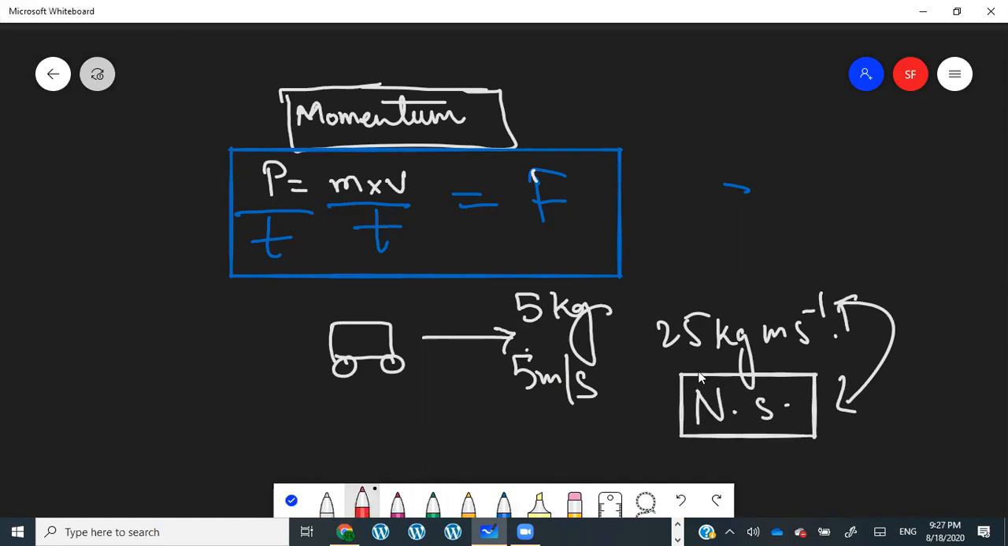Basically, you split it into SI base units. Newton means force, right? It means mass into acceleration. The unit of mass is kg. Unit of acceleration is meters per second squared. If you multiply that by second, you get kg m s^-1, which is a unit of momentum.